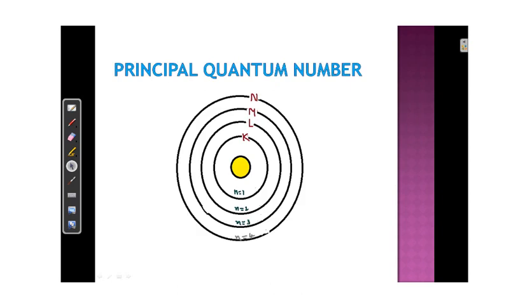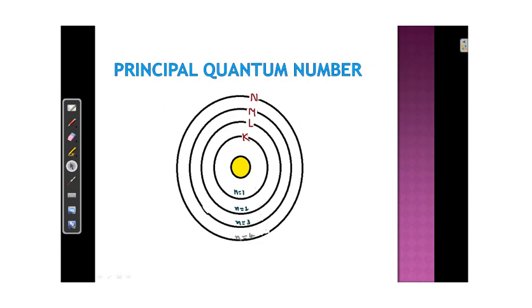If we observe in this figure, when n is equal to 1, it is K shell. When n is equal to 2, it is L shell. n is equal to 3, it refers to M shell. n is equal to 4, it refers to N shell. As the n value is increasing, the shells become larger. If we compare the first shell, that is K shell, and the last shell, that is N shell, the shells become larger.